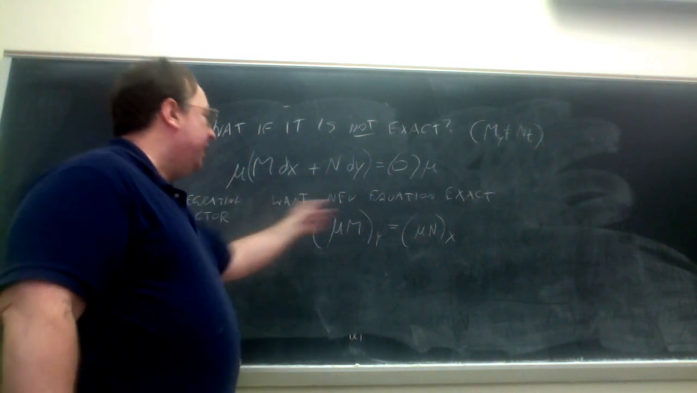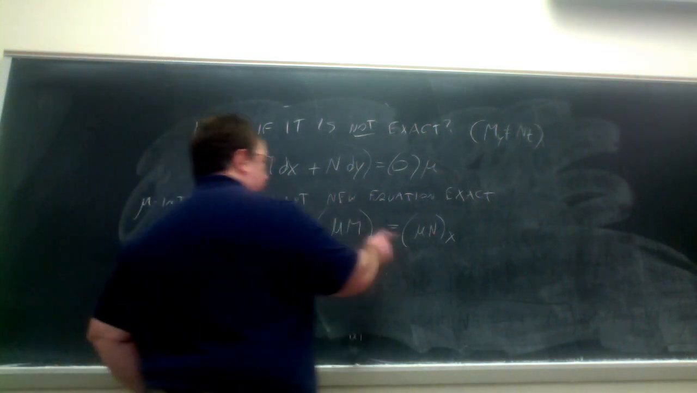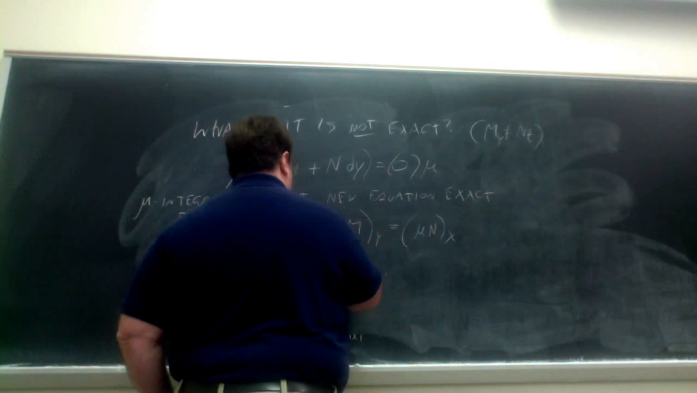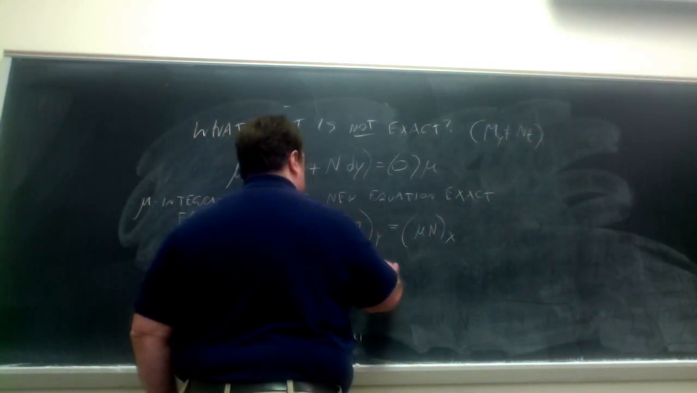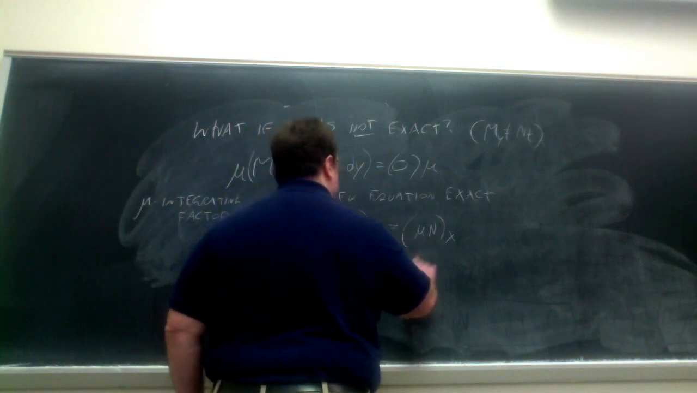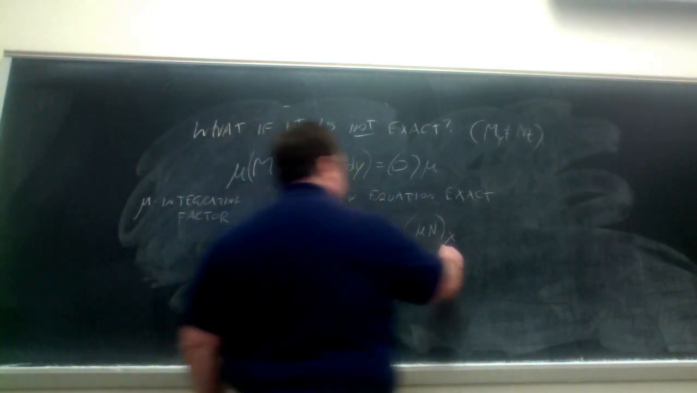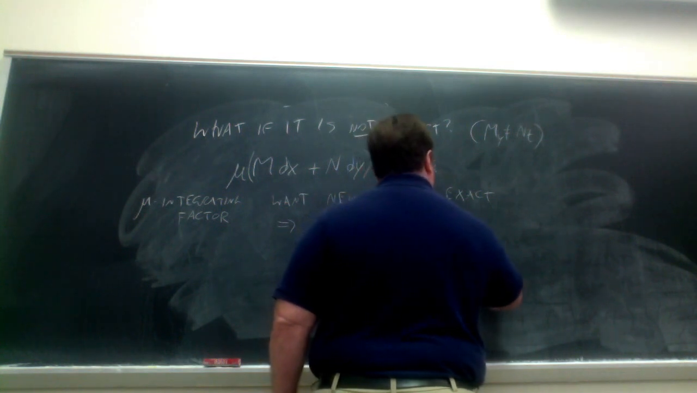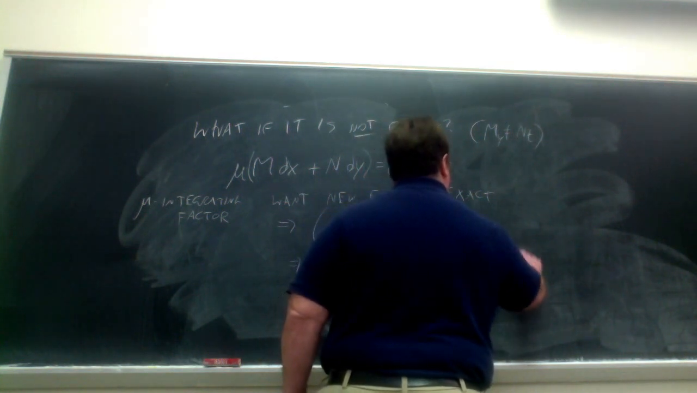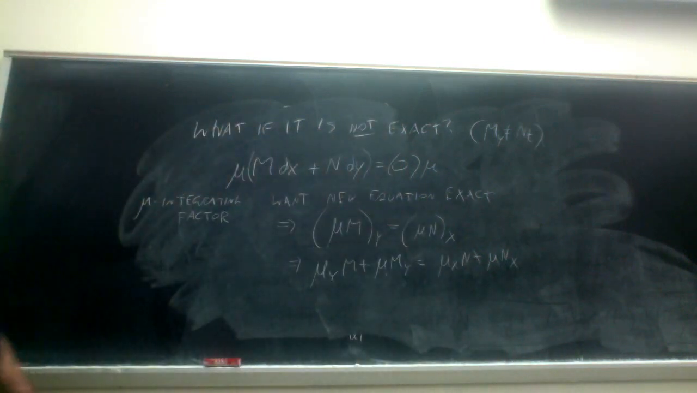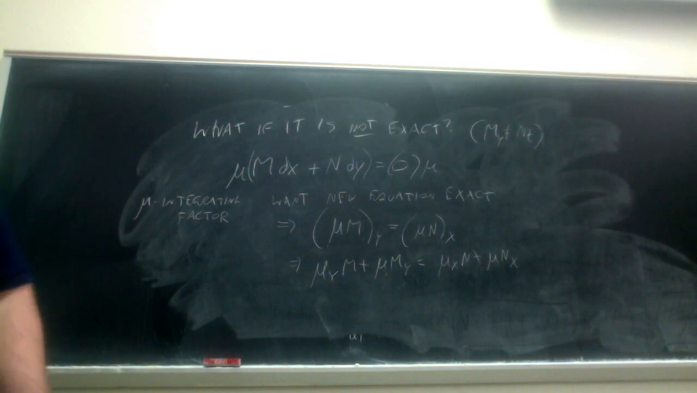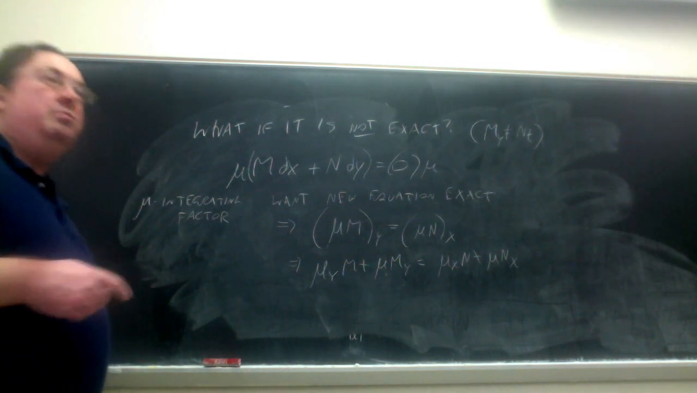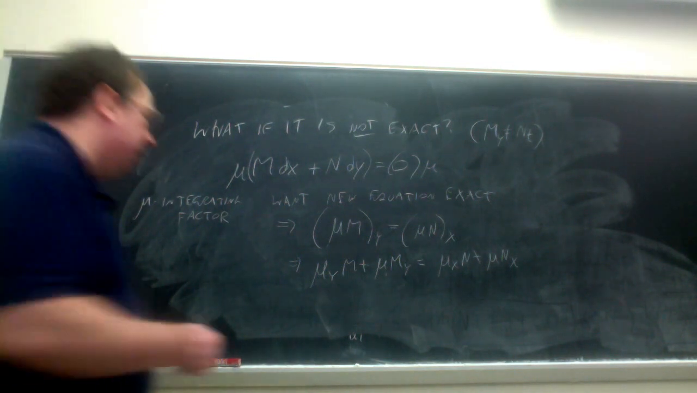So now we can go ahead and apply the product rule. So we have mu_y M plus mu M_y on the left side, and then on the right side, the product rule with respect to x. So we have mu_x N plus mu N_x. Now, this kind of equation would be pretty difficult to solve in general if we allow mu to depend on both x and y. So we're not going to do that.